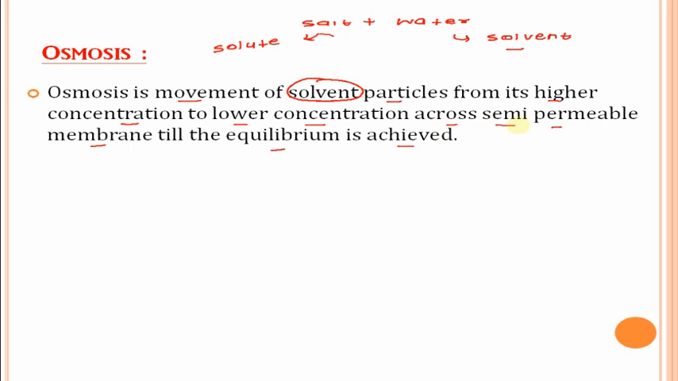So in simple language, we can say that in the process of osmosis, the solvent particles will move from their higher concentration to their lower concentration till equilibrium is achieved.